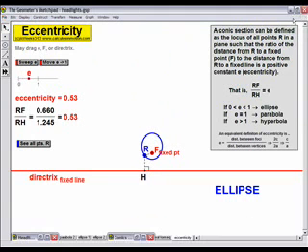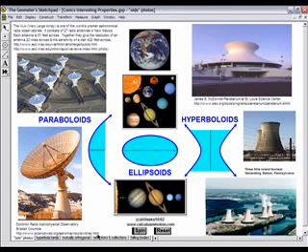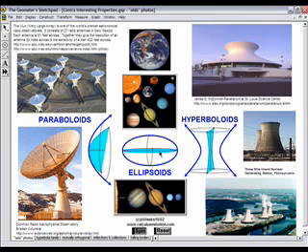Okay, now some properties and applications. We see when you spin these things around, you get the paraboloid, like satellite dishes, ellipsoids in the way planets rotate, hyperboloids as we see in this museum, and these nuclear reactors.